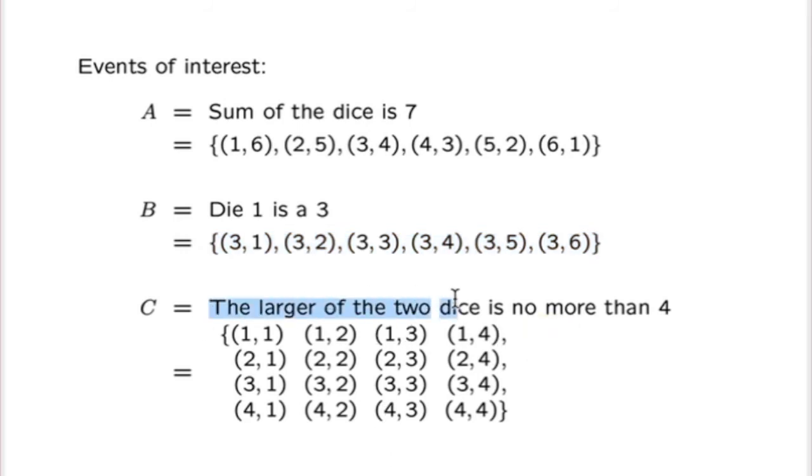And finally, we could think about the event that the larger of the two dice is no more than 4. In other words, the larger of the two dice is less than or equal to 4. And so that composite event consists of these. But you can see here, we've got these 16 elementary events that each result in the larger of the two dice being no more than 4. So this composite event consists of 16 elementary events.